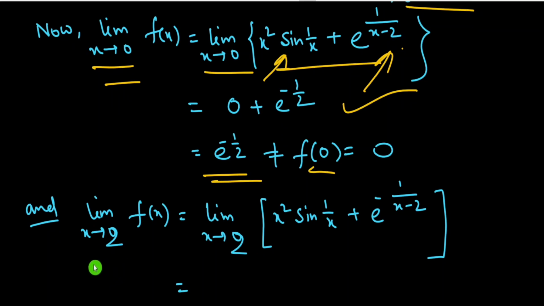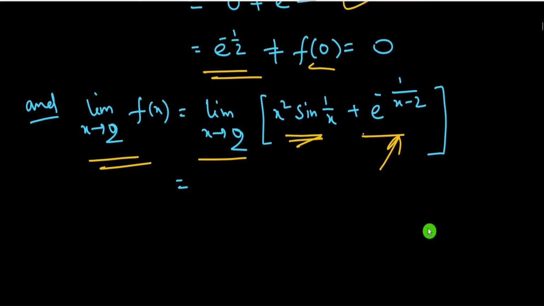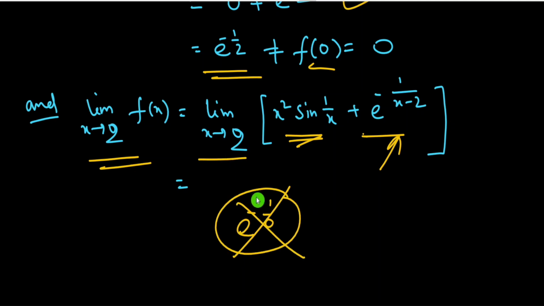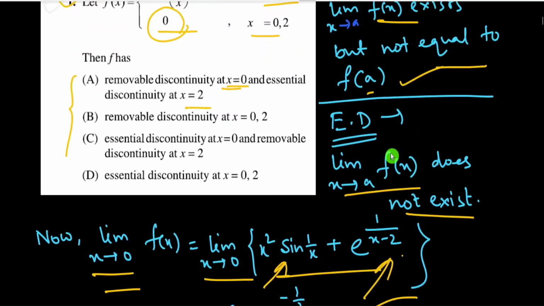And now we check the limit at x equal to 2 of the function f(x). Limit x tends to 2 of x square sin(1/x) plus exponential of 1 by (x minus 2). The function x square sin(1/x) is continuous at that point, and the other term takes the form exponential of minus 1 by 0, which does not exist as x tends to 2. Therefore the limit for this term at x tends to 2 does not exist. Therefore the function has essential discontinuity at the point x equal to 2.